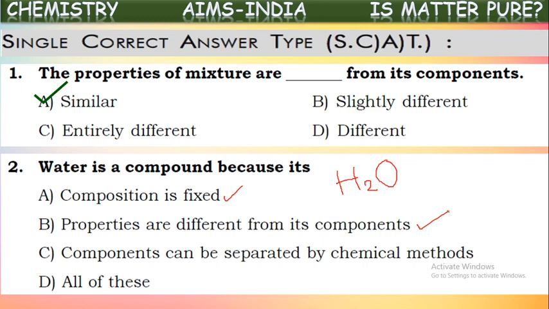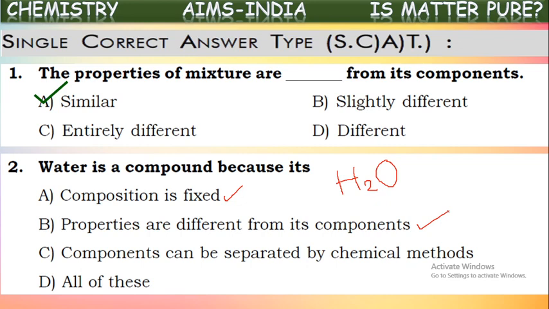Next one: components can be separated by chemical methods. By only chemical methods. Yes. Suppose we take water itself. Water is formed from hydrogen and oxygen. These hydrogen and oxygen cannot be separated by using any physical method. They can be separated only by chemical means. For example, by passing electricity through water by adding some acid to it, or acidulated water. Then only the water molecule will be split into hydrogen and oxygen gases. Otherwise, in any other physical methods, we cannot separate this compound.